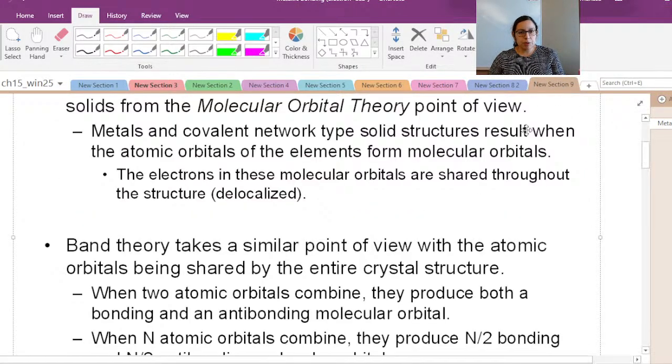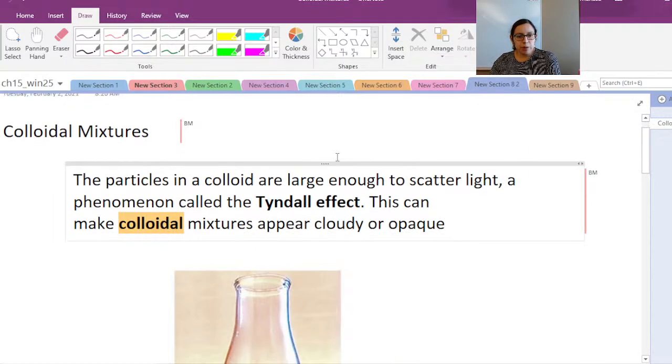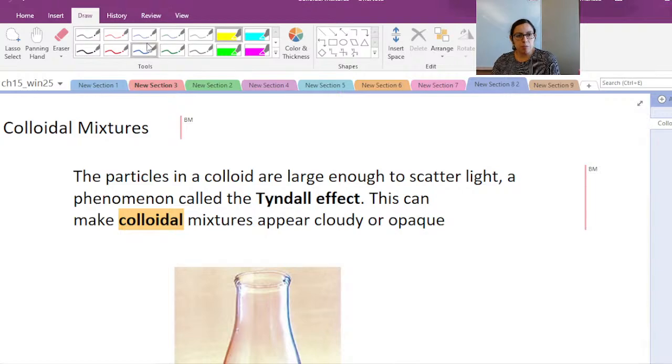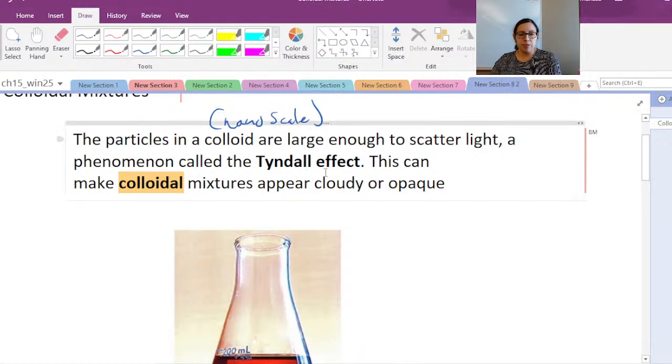And last little bit before we get into valence band theory is just these colloidal mixtures. We should just define it in this class because we haven't. And so colloidal mixtures are when you have particles, and usually they're going to be on the nanoscale. And so they're just large enough to scatter light. And so this is called the Tyndall effect.